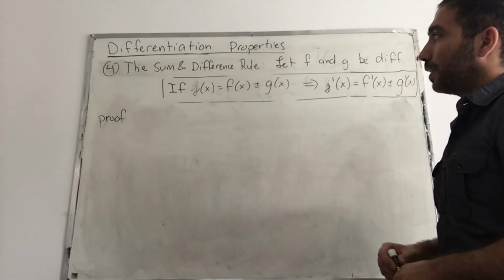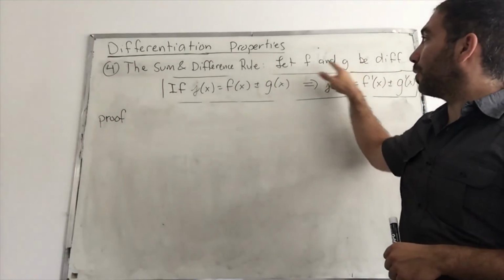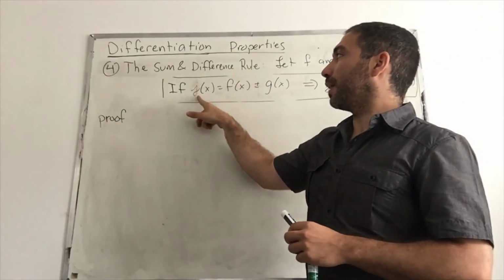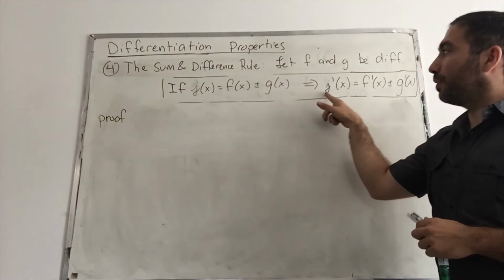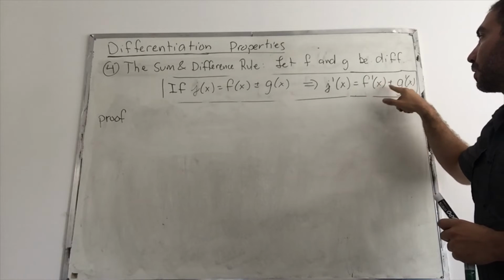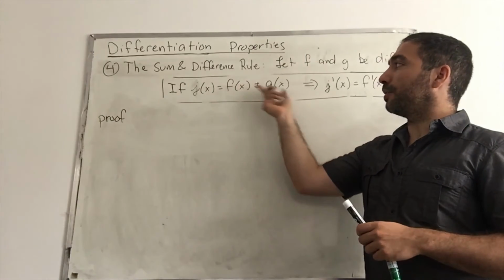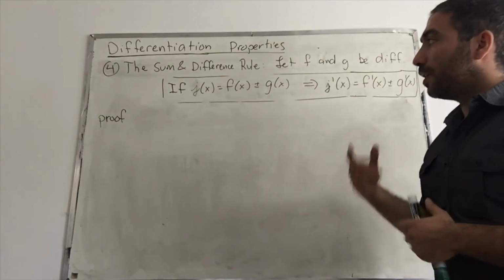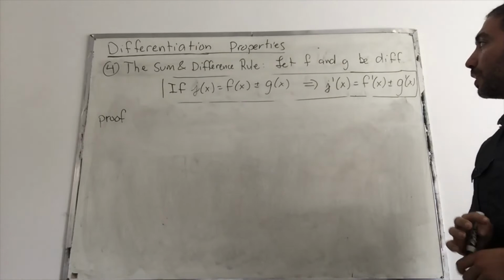So the next property that we're dealing with is the sum and difference rule. Let f and g be differentiable functions, so both their derivatives exist. If j of x is equal to f of x plus or minus g of x, then the derivative of j of x is equal to f prime of x plus or minus g prime of x. Essentially what this is saying is if you have an addition of two terms or a subtraction of two terms, you can take the derivative of each term individually. Okay, so this is the idea.